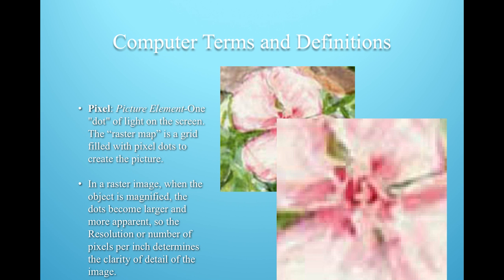Now, more computer terms and definitions. A pixel is a picture element, meaning one dot of light on the screen. The raster map is a grid filled with pixel dots to create the picture. In a raster image, when the object is magnified, the dots become larger and more apparent, so the resolution, or number of pixels per inch, will determine the clarity of detail of the image.